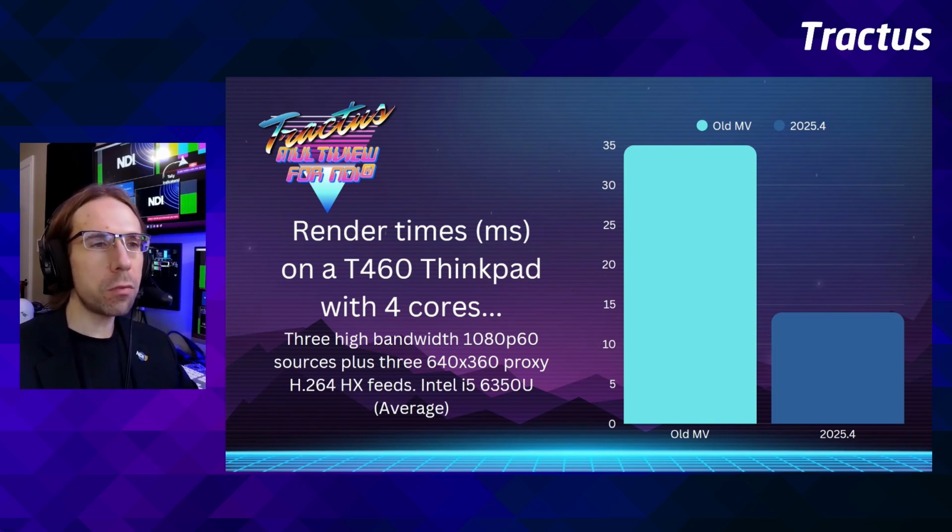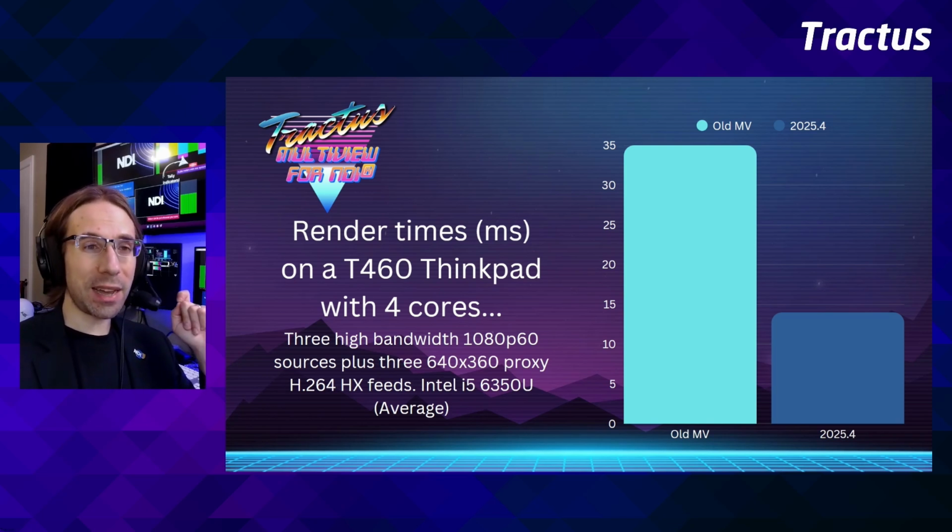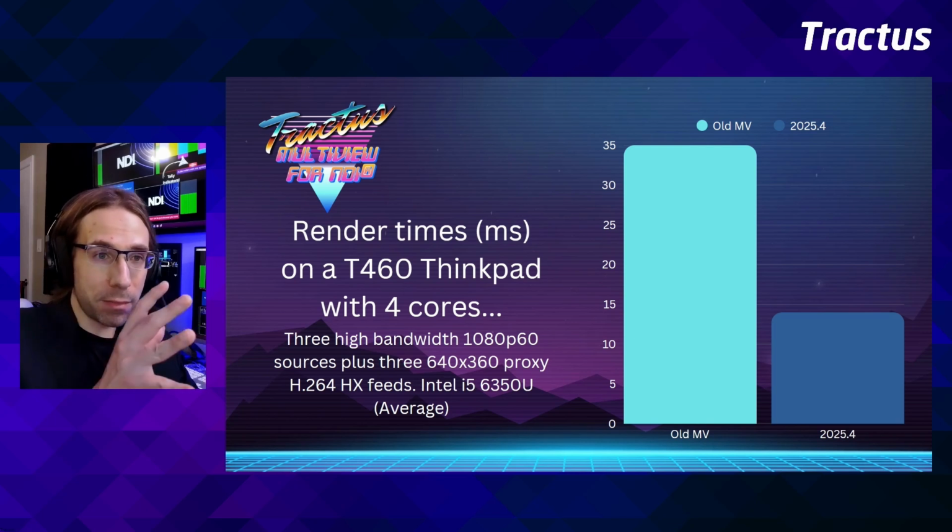The old Multiview, we could maybe do 30 frames a second on that. And the new version at the time, we had frame times down around 14, 15 milliseconds, consuming 3 high bandwidth 1080p 60 feeds, consuming 3 proxy HX feeds, and I think even sending out an NDI source itself, right? Now, I've tried to make a few performance enhancements since then, and I did a double check of these numbers just to make sure that I'm comparing apples to apples.